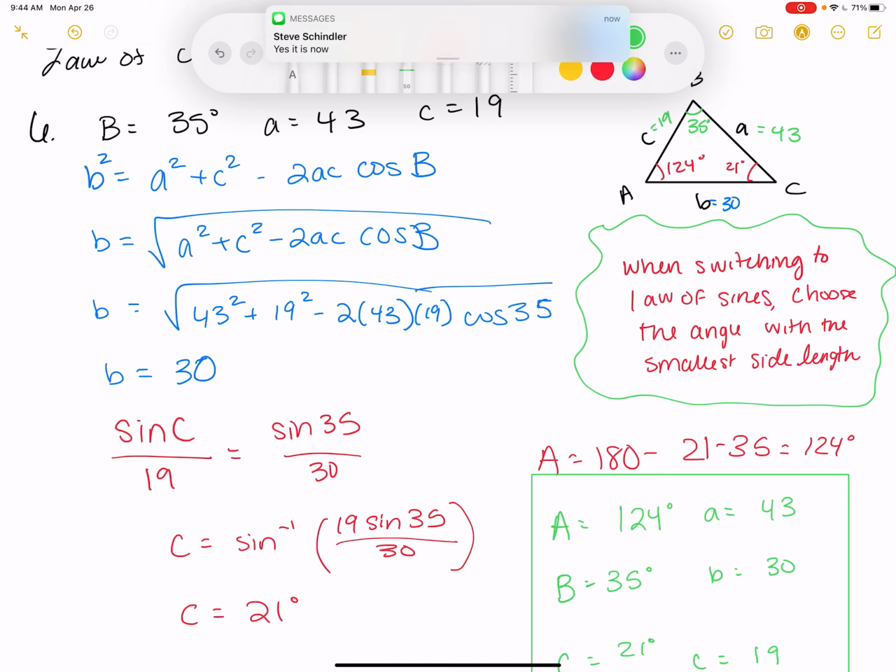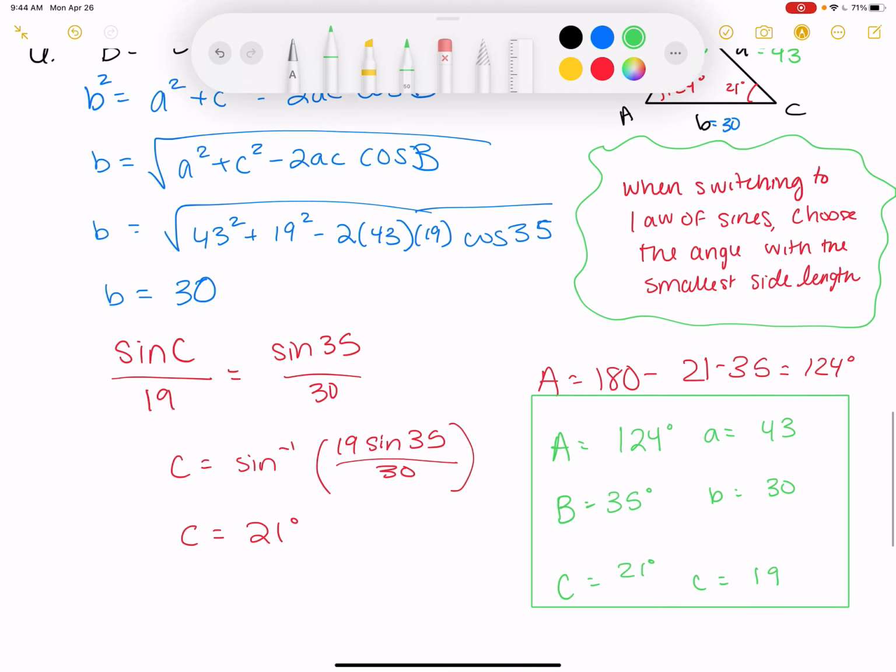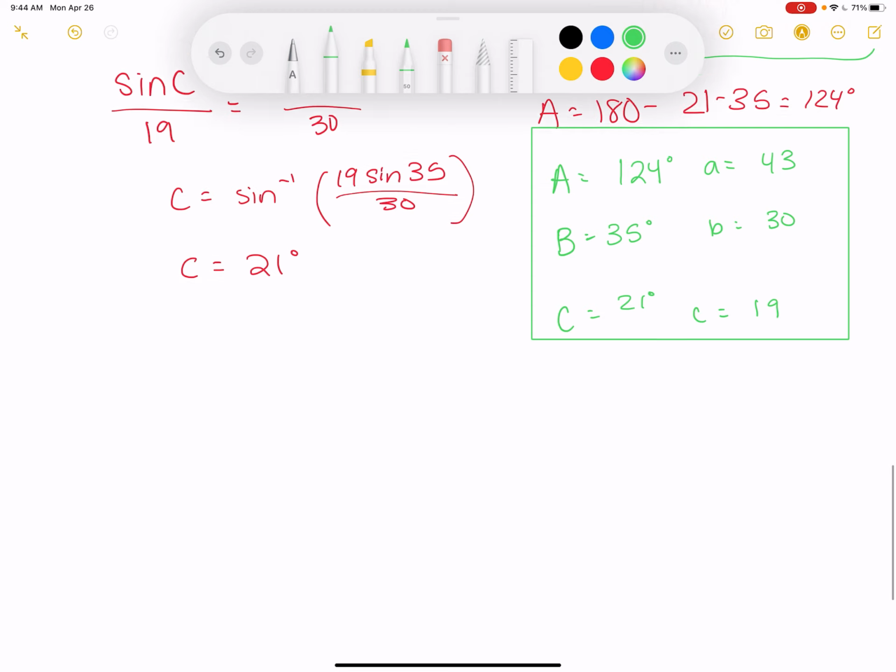Does that make sense? No. What doesn't make sense? I don't know. I just like calculating. Maybe seeing another one will help. Maybe. Okay.